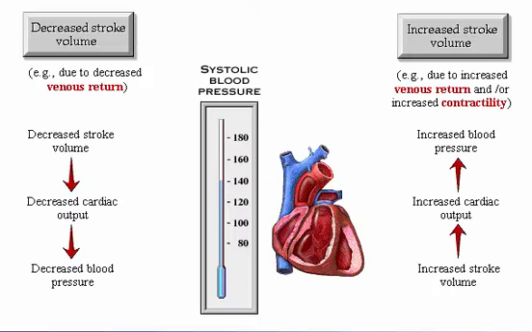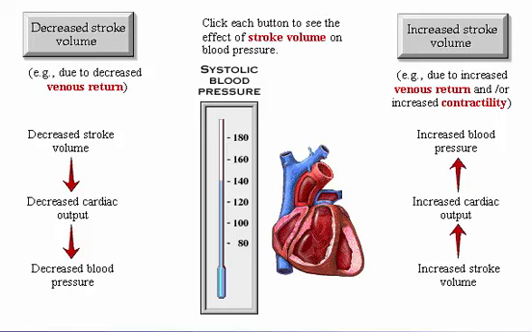On this screen, we will look at the effect of stroke volume on blood pressure. If less blood is ejected from the heart with each beat, then blood pressure will be lower because there will be less blood pressing against the vessel walls, and vice versa. Obviously, blood volume directly affects end-diastolic volume and therefore stroke volume. Click each button to see the effect of stroke volume on blood pressure.